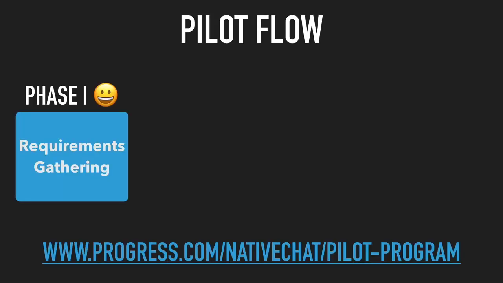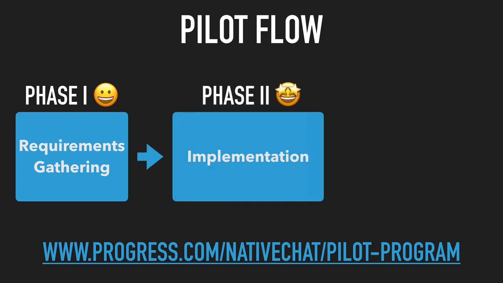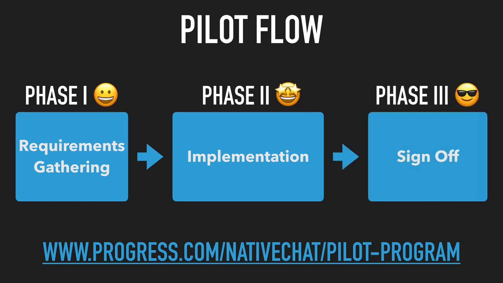The first phase would be a requirements gathering phase, where we would work with you to figure out what would be the best scenarios that would work for you. Then we would look into the implementation phase. This is where we would work side by side with you to help you implement the scenarios that we agreed during the requirements gathering phase. And then finally, we'll have a sign off. So let's have a look at each of the phases.